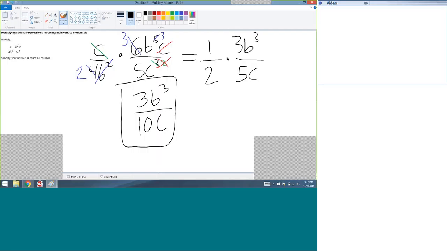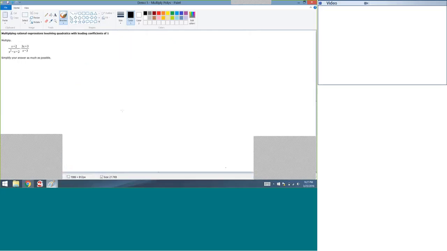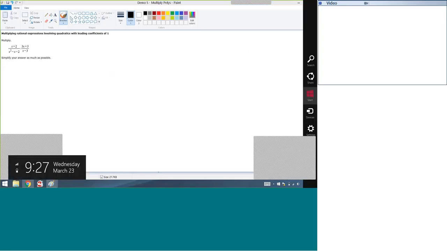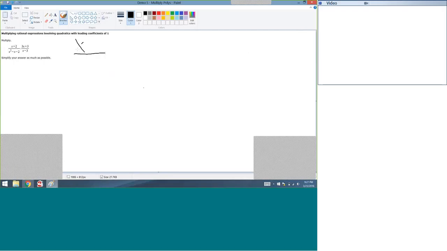Okay, so the next one is still going to have to do with multiplication, but now, instead of doing monomials, we're going to be multiplying with polynomials. So the idea is still going to be the same, but this one's kind of going to start throwing in some of that factoring. So let me get it copied.